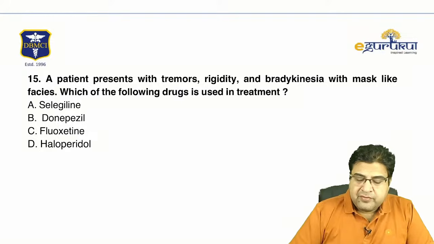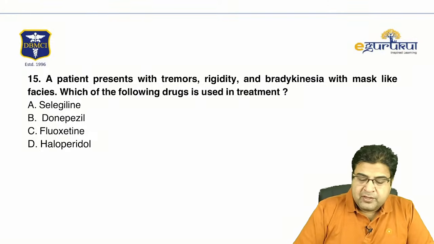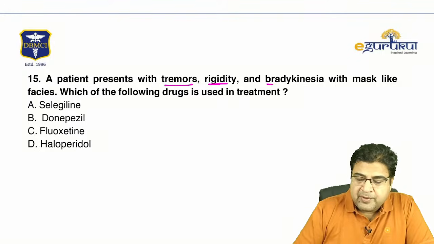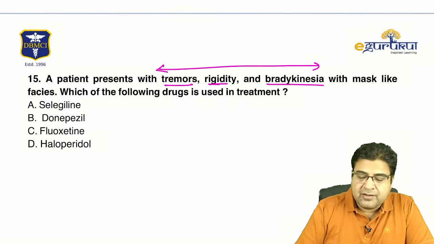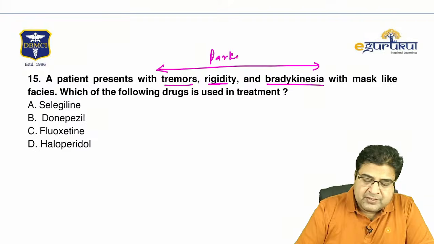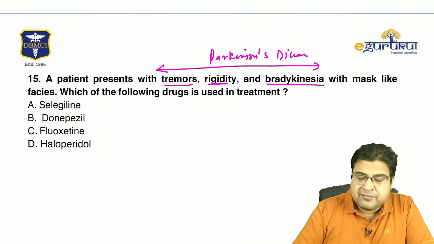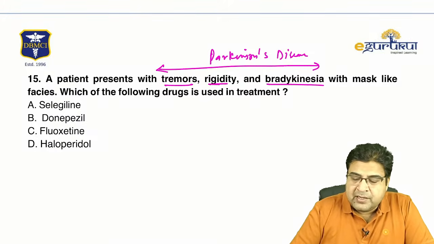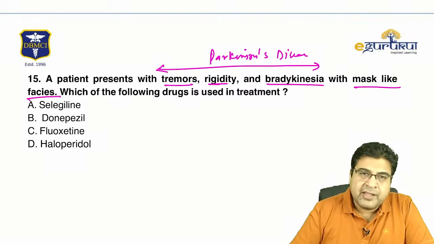Now question number 15, a patient presented with tremors, rigidity, bradykinesia. So guys, it's a triad, a triad of Parkinson's disease. So the patient suffering from Parkinson's disease has tremors, rigidity, bradykinesia, and a mask-like face. So confirm the diagnosis.